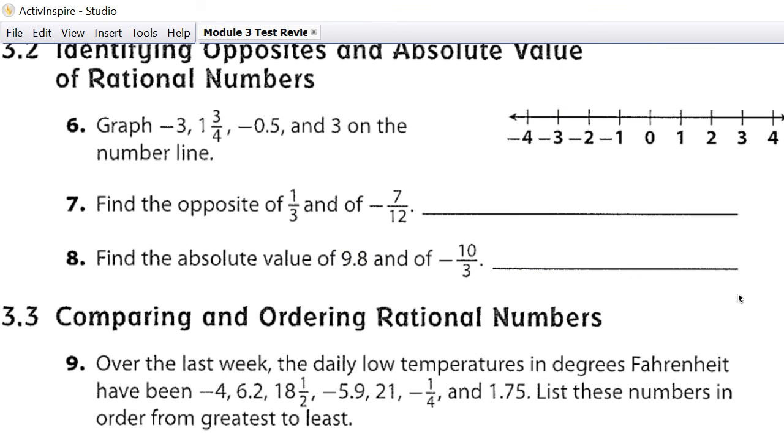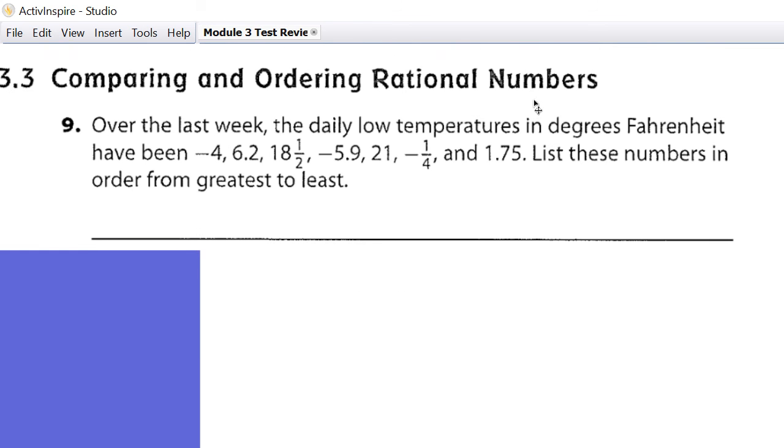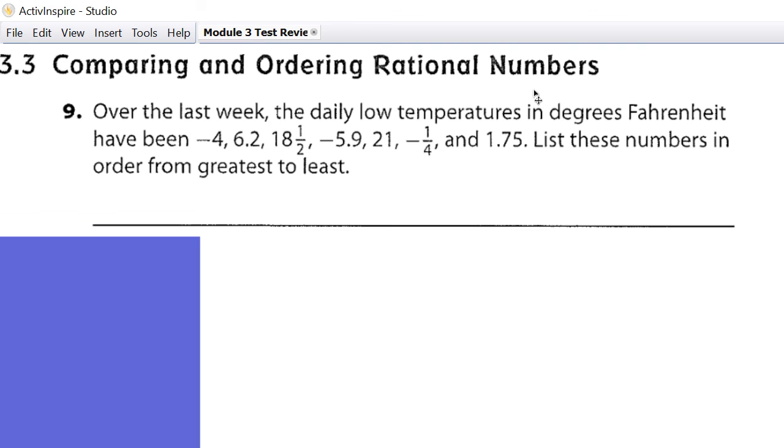Alrighty, let me move this up. We are on number 9. It says comparing and ordering rational numbers. Over the last week, the daily low temperatures in degrees Fahrenheit has been negative 4, 6.2, 18.5, negative 5.9, 21, negative 1/4, and 1 75/100. List these numbers in order from greatest to least.